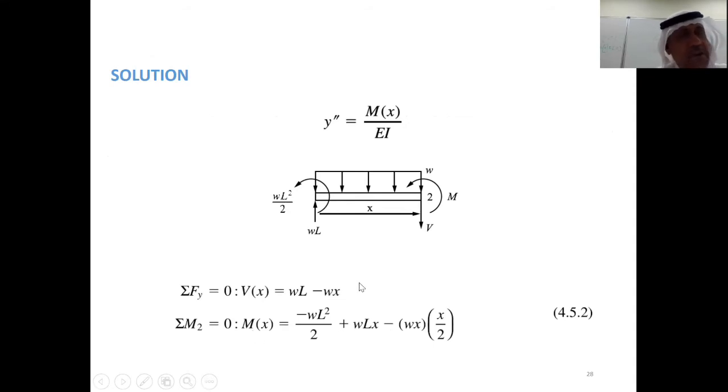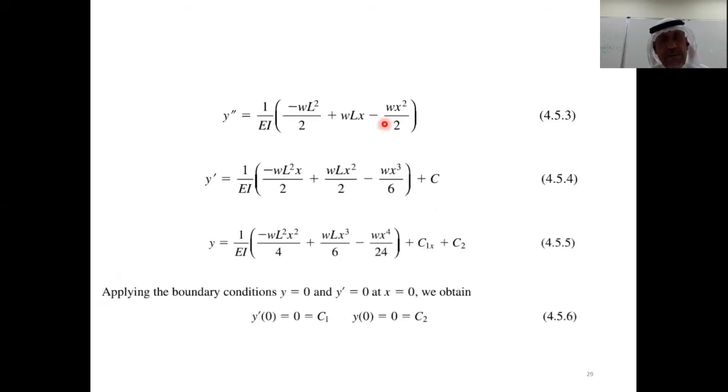How do you find the reaction? This is the reaction, and you make a cut at a distance x. Summation of forces equal to 0, you find V. Summation of moment, you can find M. Now, what do you do with this moment? You put it here, right? You take this moment here and you put it here, and then you'll have the second derivative of the deflection. Then you integrate it twice.